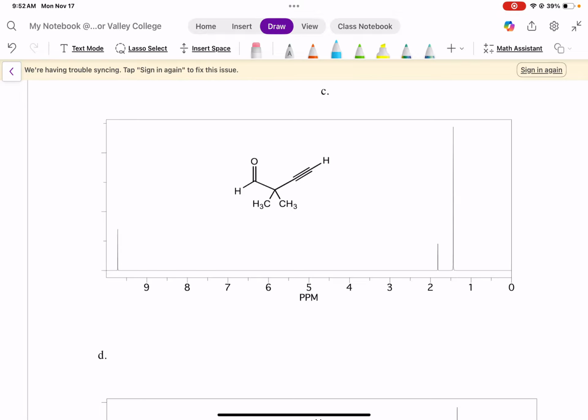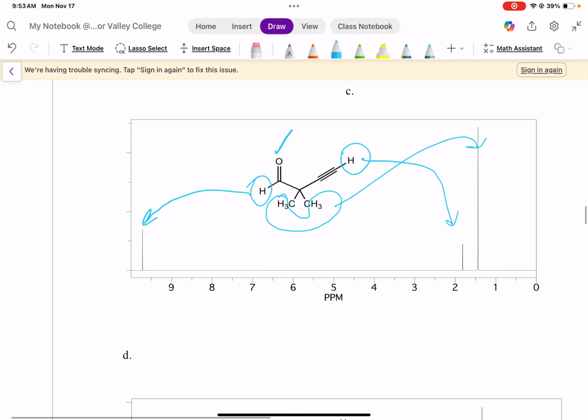And so on and so forth. 6 hydrogens. And then this one is right here. And then you got the aldehyde is extremely high, like 9 to 10. That's because it's next to double bond O. That's why.